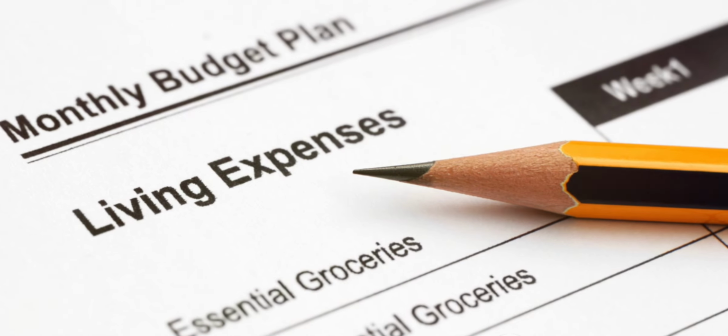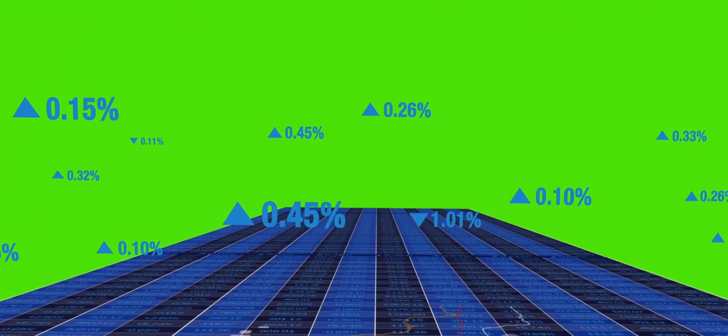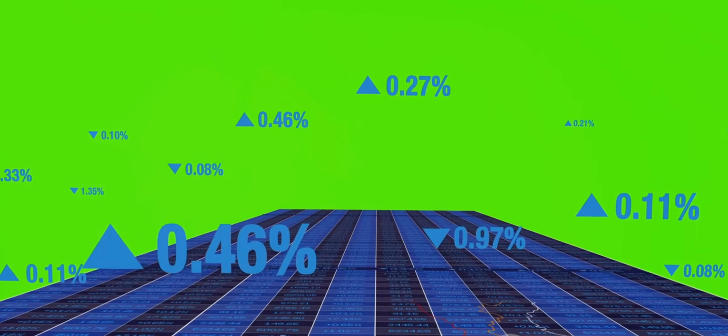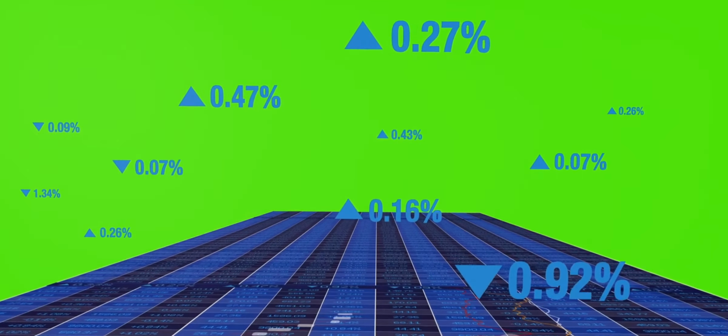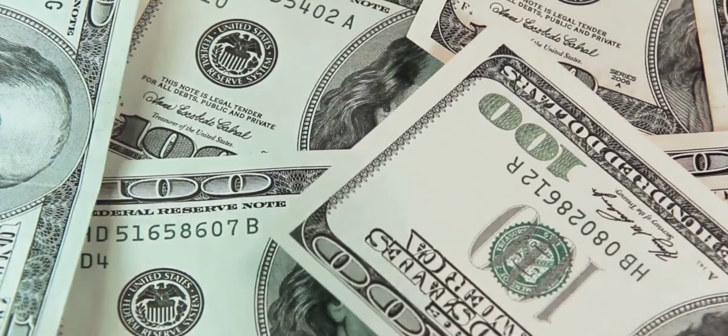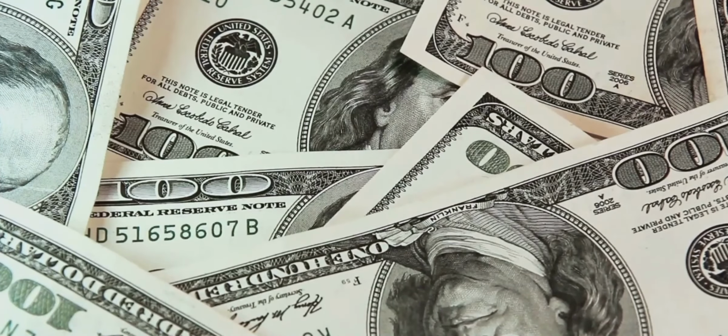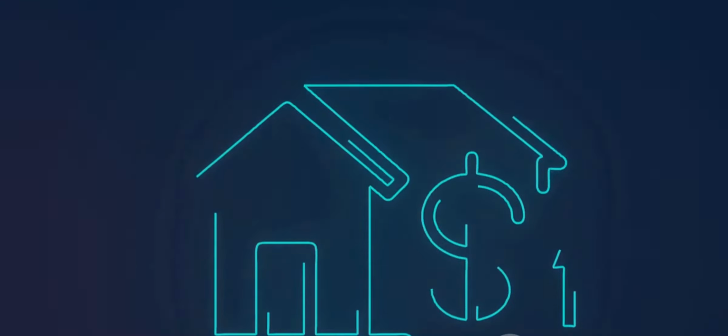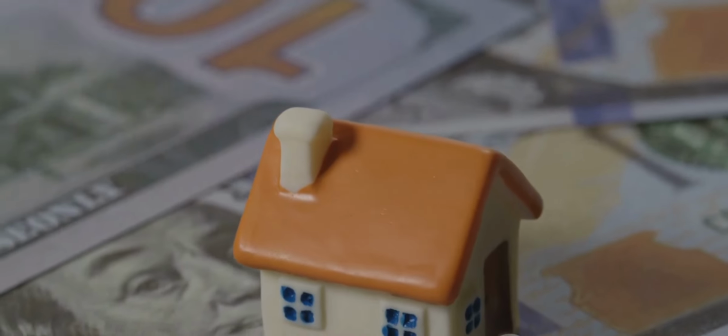One metric for evaluating rental properties is the gross rental yield, which is calculated by dividing the annual rental income by the property's purchase price and expressing it as a percentage. The higher the gross rental yield, the better the potential return.